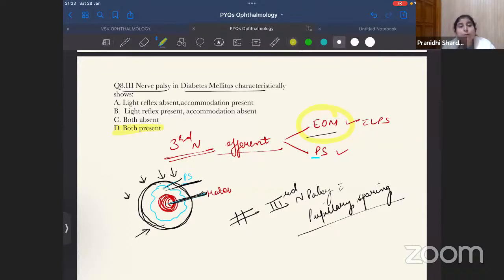You will not advise MRI because there is a history of diabetes, and on examination there is only ptosis. The pupil is normally reacting, so there is no need to go for MRI. You'll just give him glycemic control or keep him on follow-up. But if there is pupillary involvement, we will make him go for urgent MRI to diagnose any space occupying lesion. So this type of question framing can also be given.